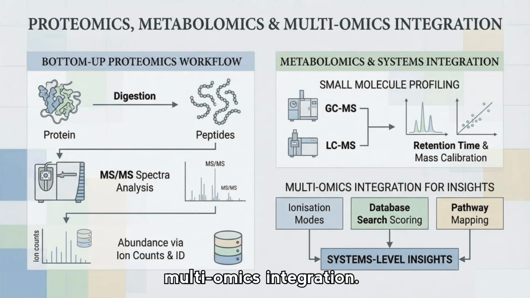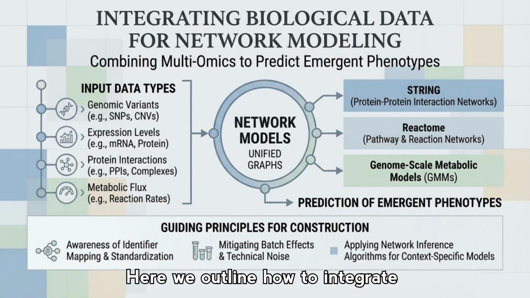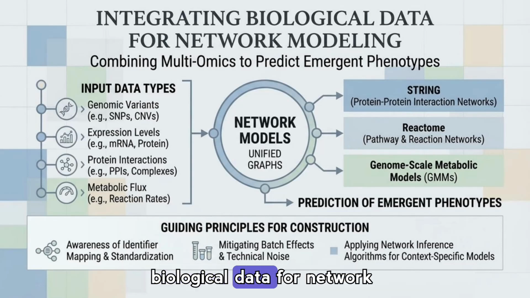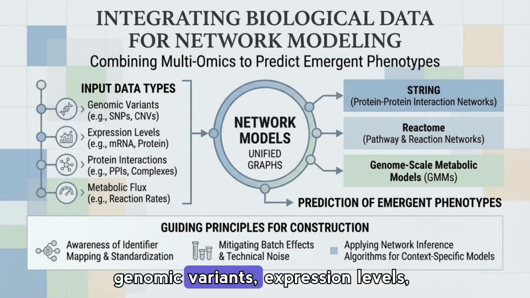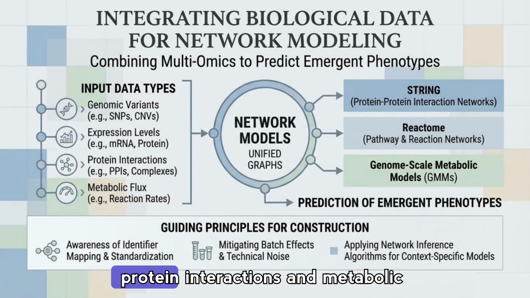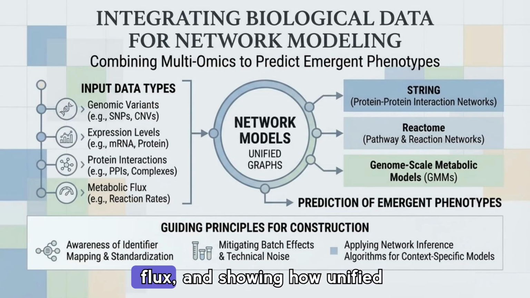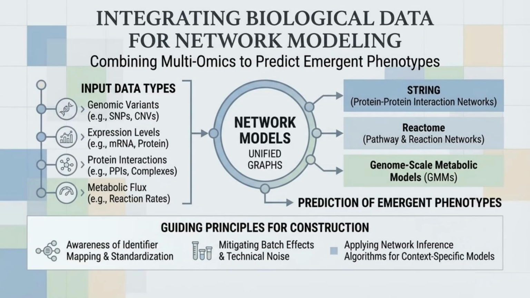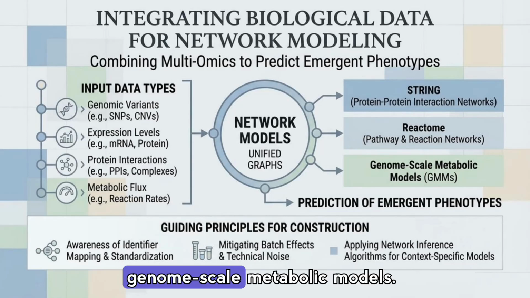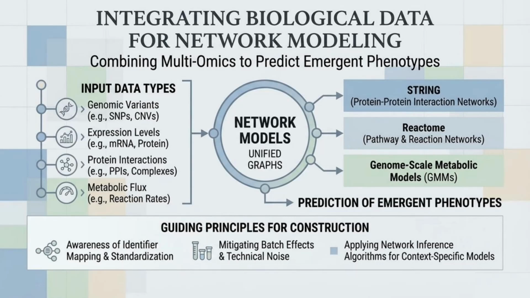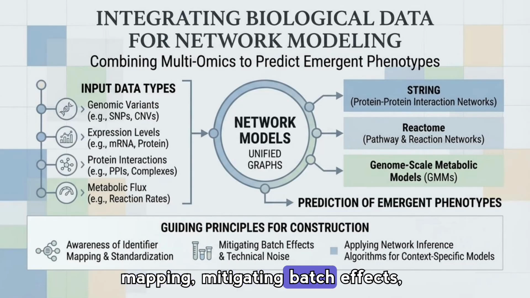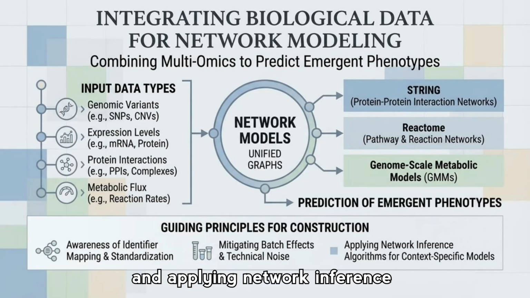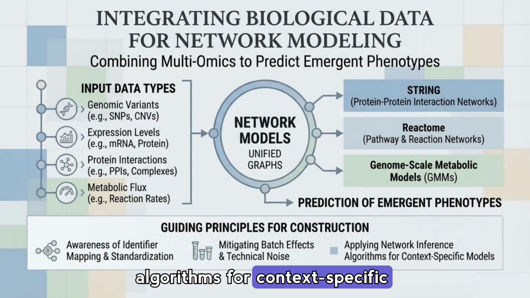through multi-omics integration. Here we outline how to integrate biological data for network modeling, listing input types like genomic variants, expression levels, protein interactions, and metabolic flux, and showing how unified network models feed tools like STRING, Reactome, and genome-scale metabolic models. Guiding principles include identifier mapping, mitigating batch effects, and applying network inference algorithms for context-specific prediction.